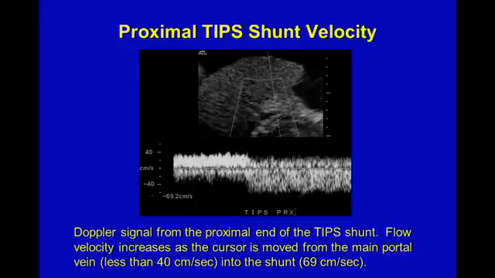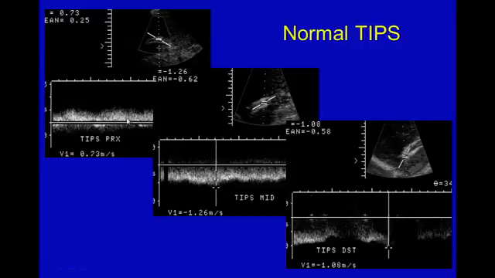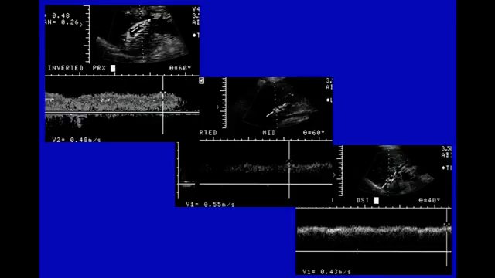So just some examples here. This is Doppler signal from the portal vein here, and then as you step up into the TIPS, you can see you get up to 70 centimeters per second. It's not quite 90, but we're right at the beginning of the TIPS, so this is certainly acceptable. And as you move along through the TIPS, here's one at 70, and then it goes up to 1.26 and then 1.08. This is a normal TIPS with normal flow throughout.